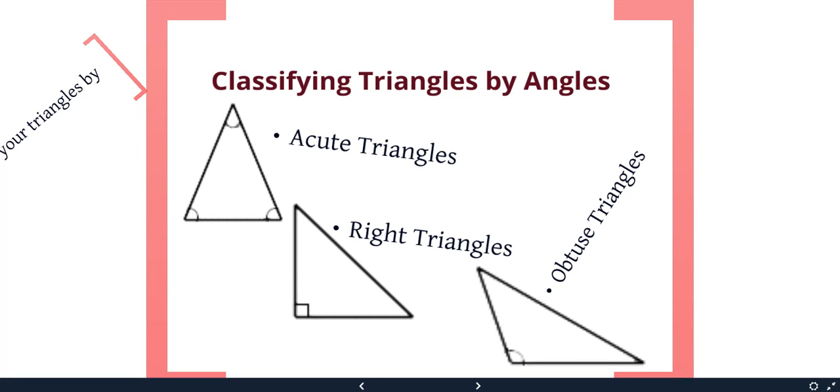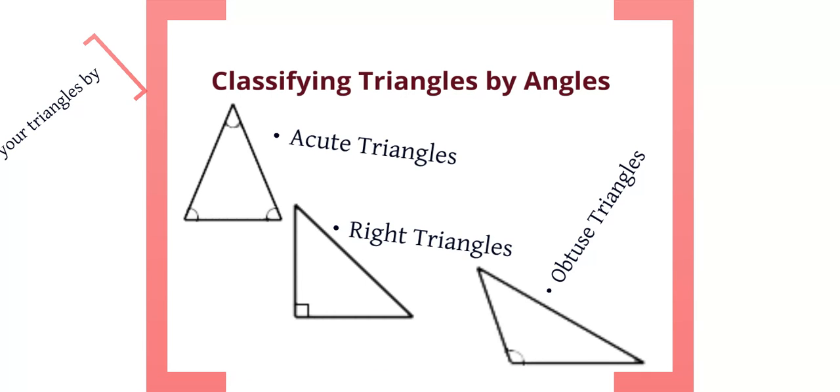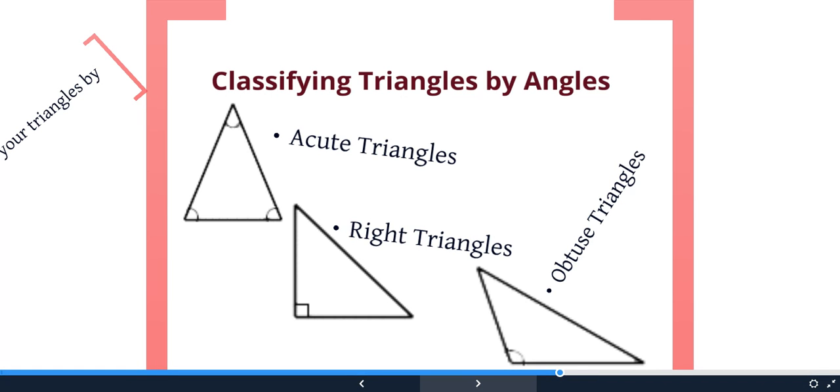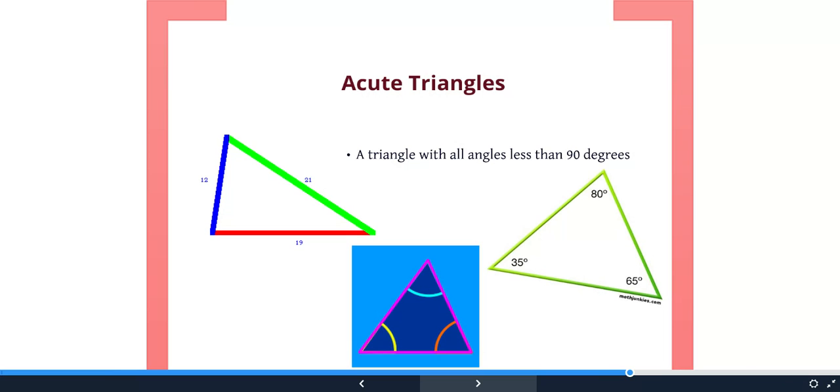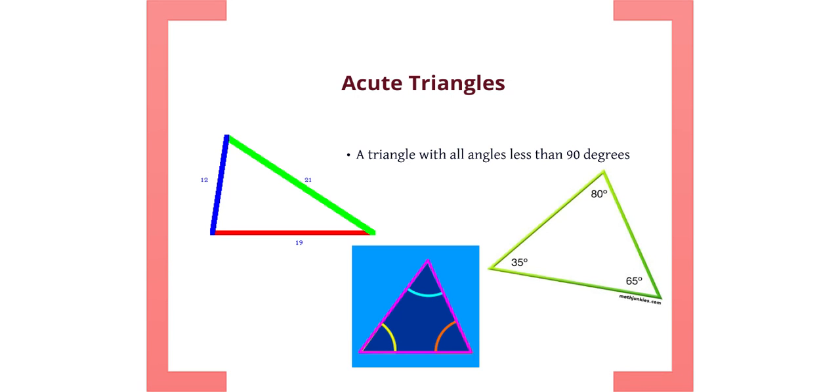So our three triangles, acute, right, and obtuse, have their own set of properties that are really important for you to discern between. So our first triangle that we're going to study is an acute triangle. Now you can see here, this is a triangle that has all angles less than 90 degrees. So you look here at this triangle. This is an example of an acute triangle that's not equilateral. The sides are not all equal, but it is acute because all three angles are acute.